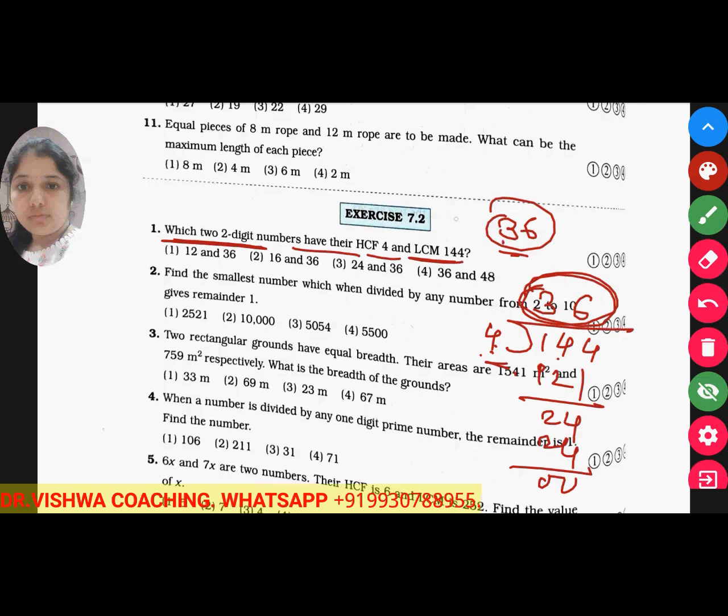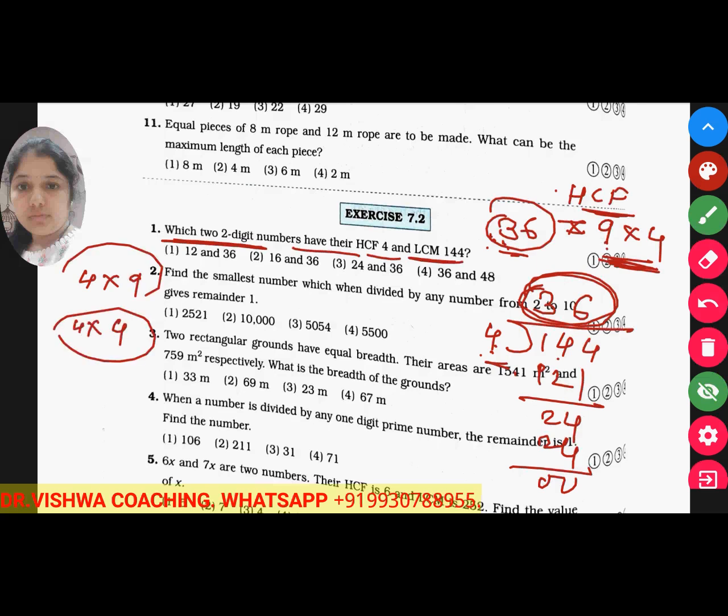Okay, so you have to divide this 36. Now we will divide this 36 into 9 into 4. So these are the two factors whose product is the non-common part. To find the numbers, we just multiply the HCF with the factors. So the first factor is 9 and another factor is 4. So we got our numbers as 36 and 16.